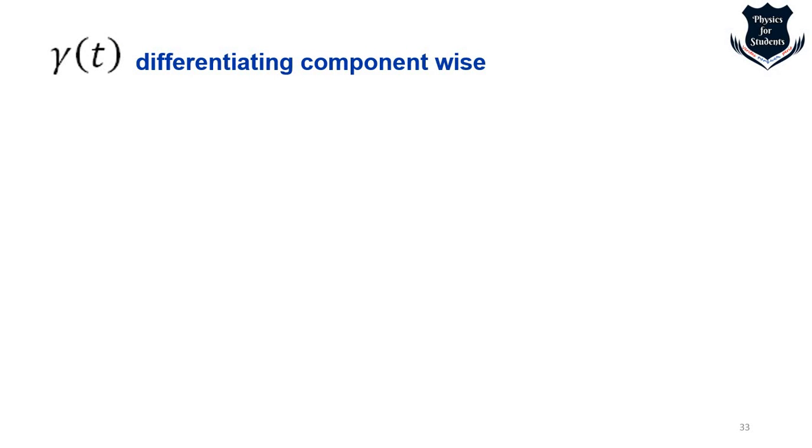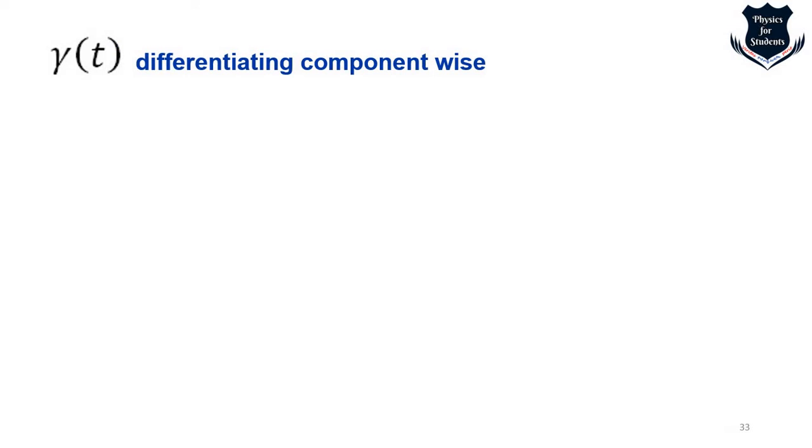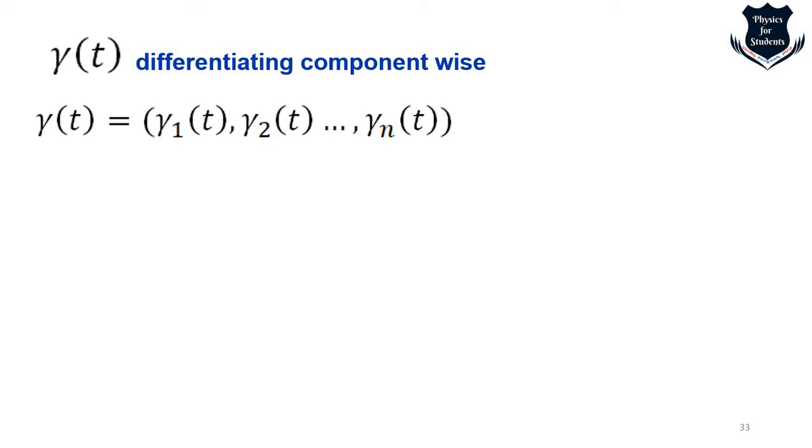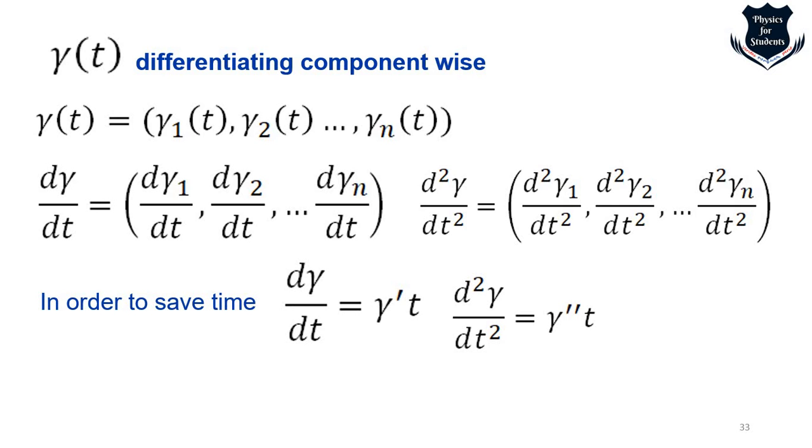Now, let me go back here. In case you want to take gamma t and differentiate component by component, that is, component-wise, the components are gamma 1 t, gamma 2 t, up to gamma n t, and then what we get is this. Now this is cumbersome, I understand, so in order to save space and time, we denote this in order to get the first derivative and the second derivative.